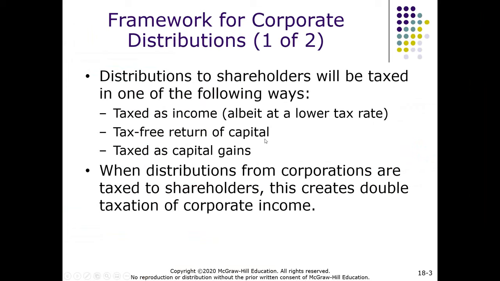So the way the IRS looks at it is, I buy the stock for $100. The company makes, we'll say, $3 per share. They decide to hand out a dividend of $5 per share. Well, there's the $3 that it returned to me as a dividend. But the $2 in excess of that is going to be returned to me as a tax-free return of capital.